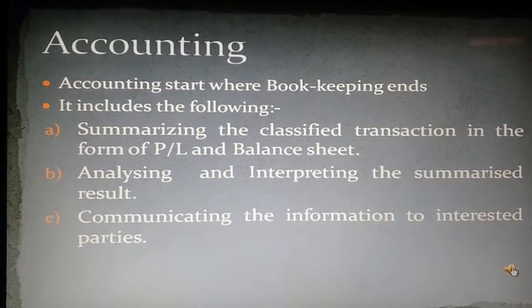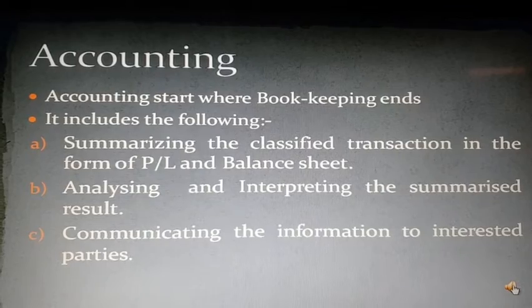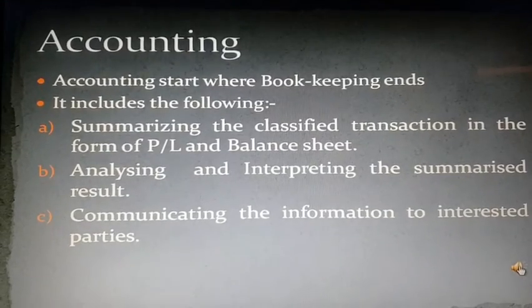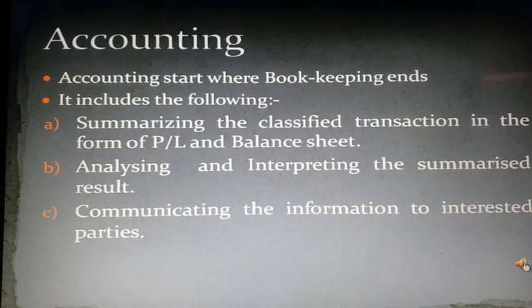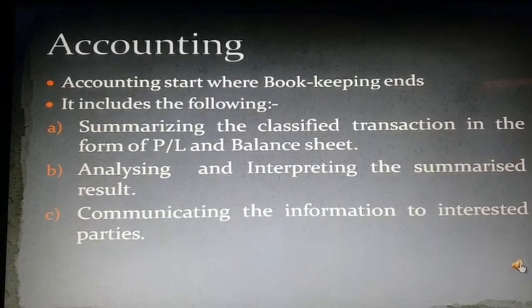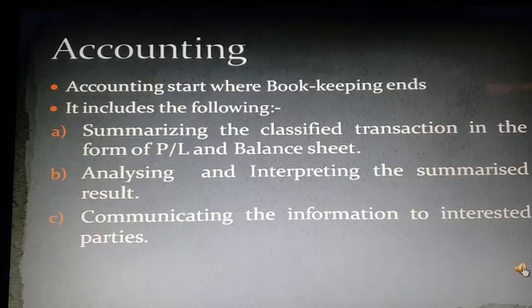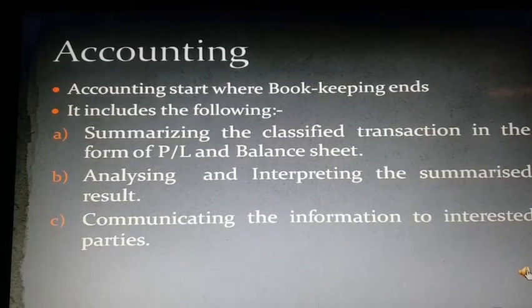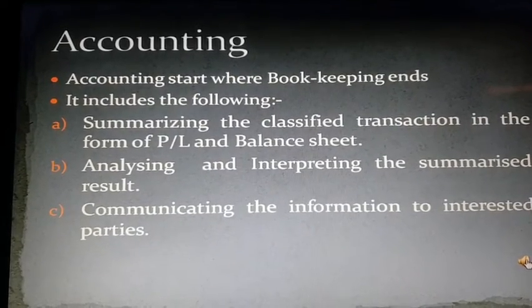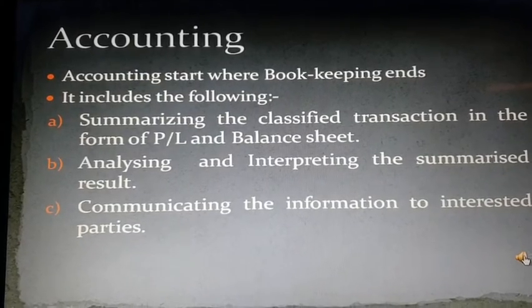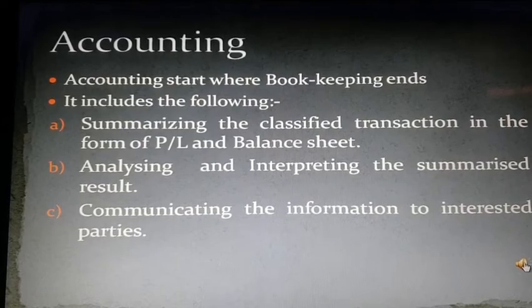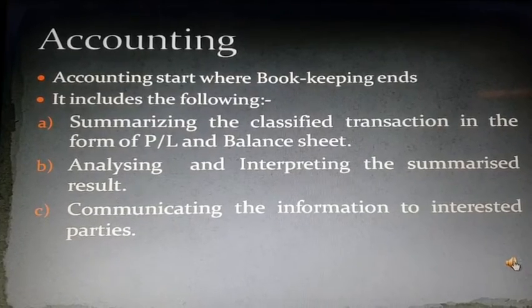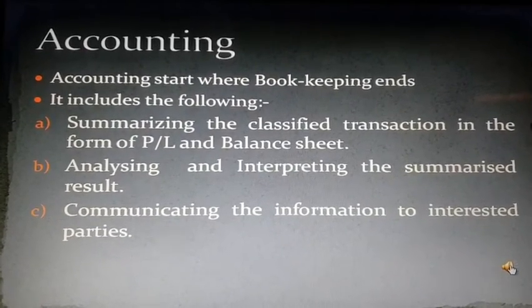In the previous slide I told you what bookkeeping is. Now let's move towards what is accounting. Accounting starts where bookkeeping ends. Bookkeeping is the primary step and accounting is the secondary step. Whenever bookkeeping ends, accounting starts. Accounting includes the following: summarizing the classified transactions in the form of the P&L and balance sheet; second, analyzing and interpreting the summarized results; and third, communicating the results or information to the interested parties, that is the users, internal and external.